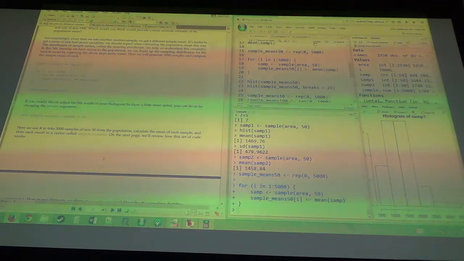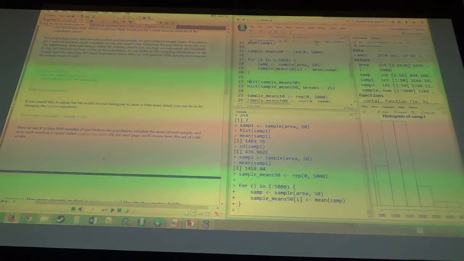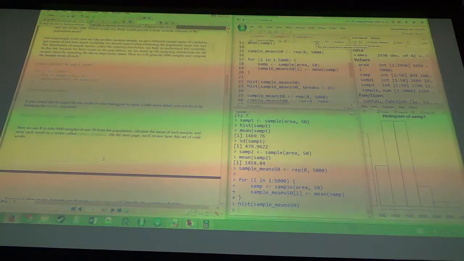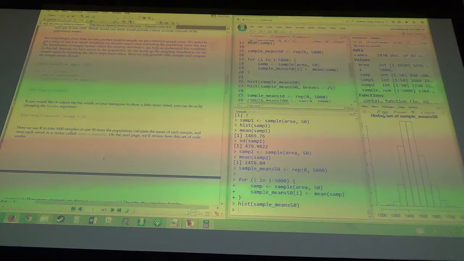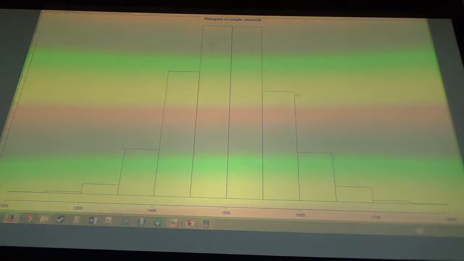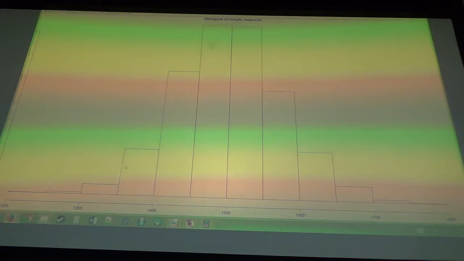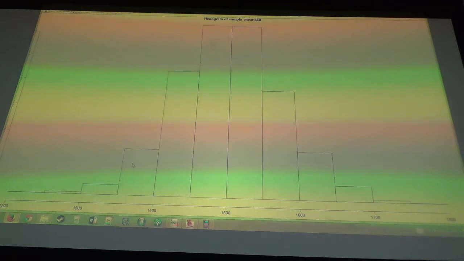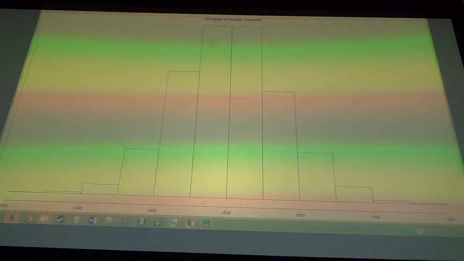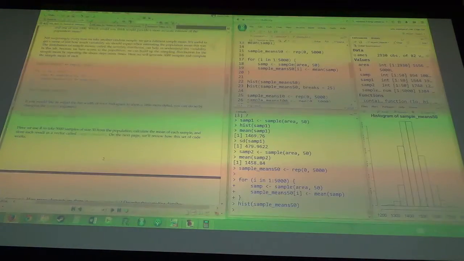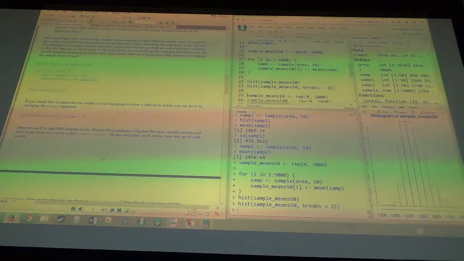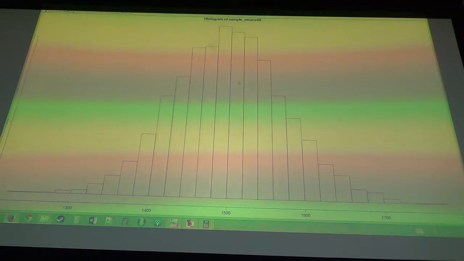We can ask to create a histogram of the 5,000 sample means that we did. Here we go, this is what it looks like. We can see now that we are looking at samples of size 50, and even though our population was skewed right, when we look at the sampling distribution, it looks a lot more symmetric and normal. It says to add some breaks to make the plot a little bit prettier, and it looks like that.